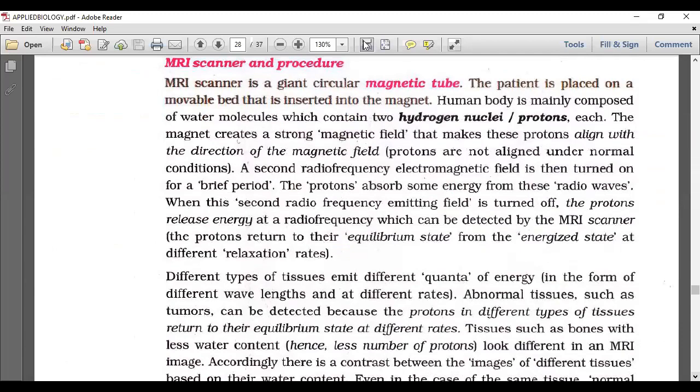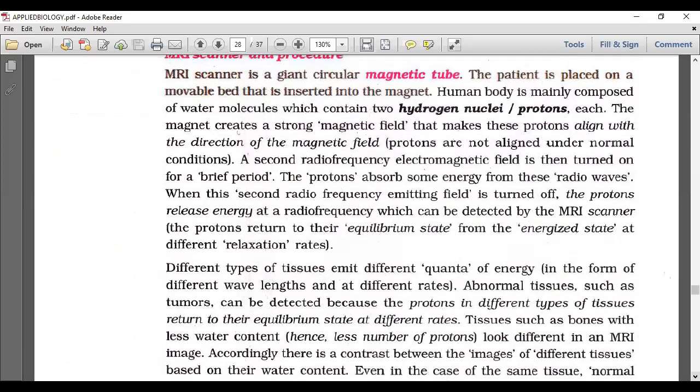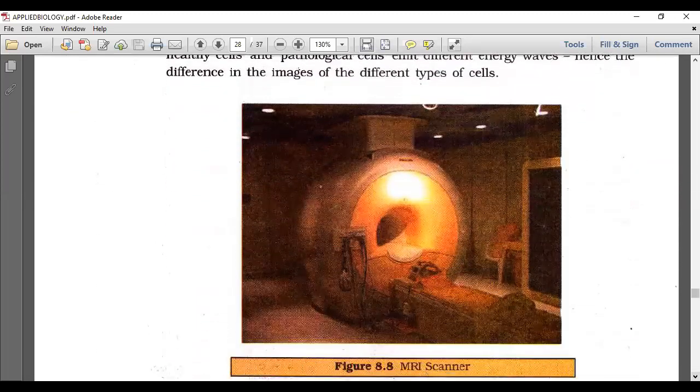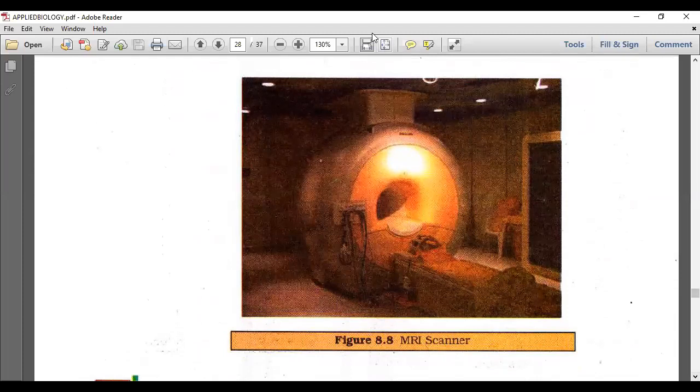So that's it about MRI, magnetic resonance imaging. And then we'll move on with the next part, ECG, electrocardiogram.